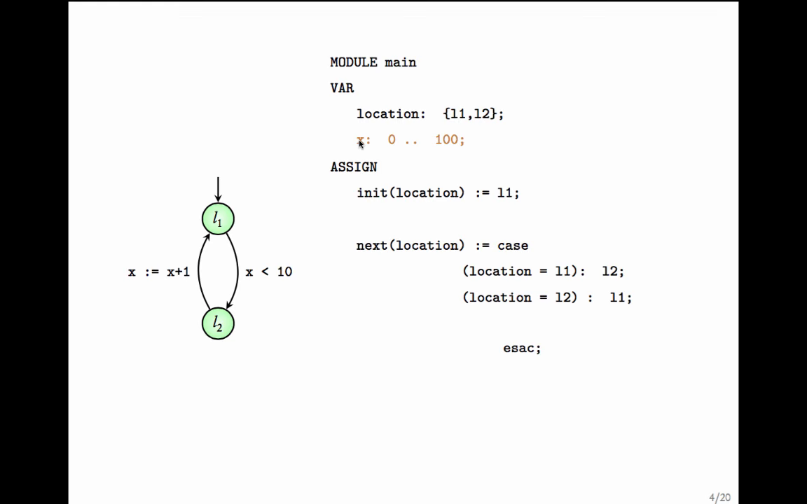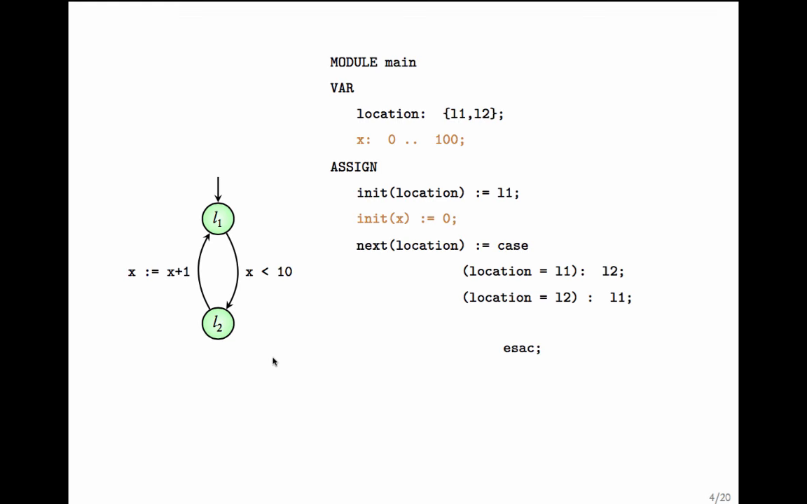NuSMV supports only bounded integers. So for x, we need to give a bound. I have given it from 0 to 100. In general, NuSMV can take values from minus 2 power 31 plus 1 till 2 power 31 minus 1. Next, we say that the initial value of x is 0.